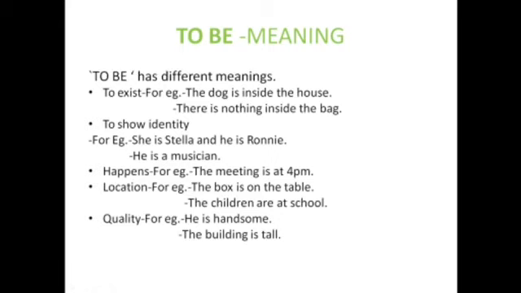Similarly, to be is also used to describe the occurrence of something. For example, the meeting is at 4 p.m. So here I'm talking about the occurrence or the schedule of the meeting that is supposed to be held at 4 p.m.